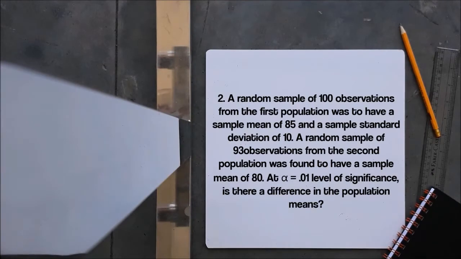Problem number 2. Random sample of 100 observations from the first population was found to have a sample mean of 85 and a sample standard deviation of 10. A random sample of 93 observations from the second population was found to have a sample mean of 80 and a sample standard deviation of 15. At alpha is equal to 0.01 level of significance, is there a difference in the population means?